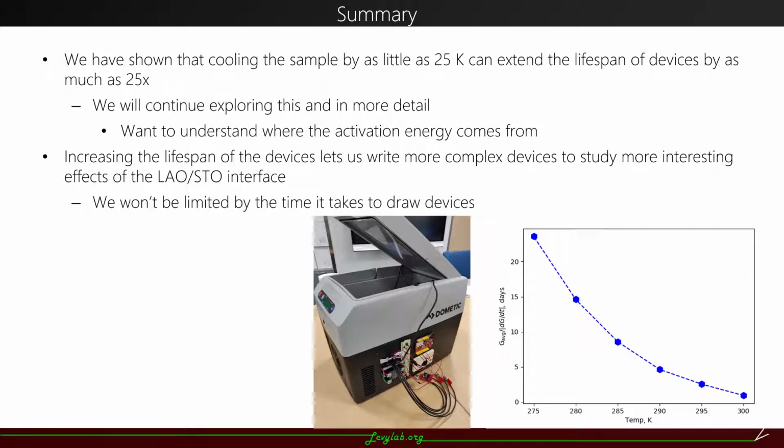We also want to increase the lifespan of our devices, which will allow us to write more complex devices. As I mentioned earlier, these more complex devices allow us to study more interesting effects of the LaO-STO interface. If we were not limited by the time it takes to draw devices, we're able to draw much larger, much more intricate, and much more interesting devices to measure things in the LaO-STO system. So that's it.